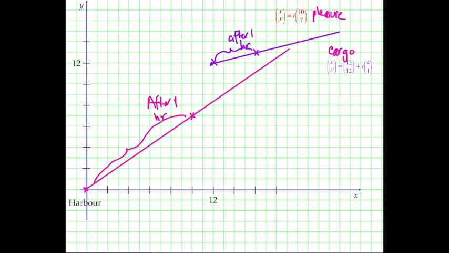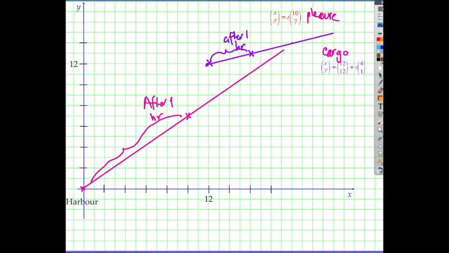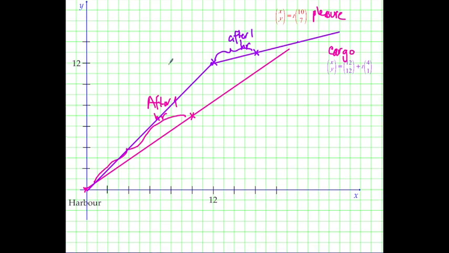Okay, so our cargo ship starts here. Where is its distance from the harbor? And I think we need a position vector. We do. Every time you go from your origin, you are actually describing a position vector. So this is our position vector for the cargo ship.